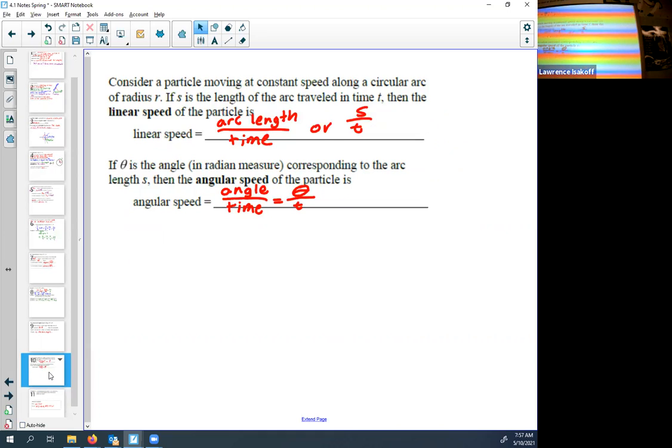So here with this, consider a particular movement at a constant speed on a circle of radius r. If S is the length of the arc traveled there, when we talk about linear speed, we're going to do arc length divided by time. When I talk about angular speed, we're going to do the angle divided by time.